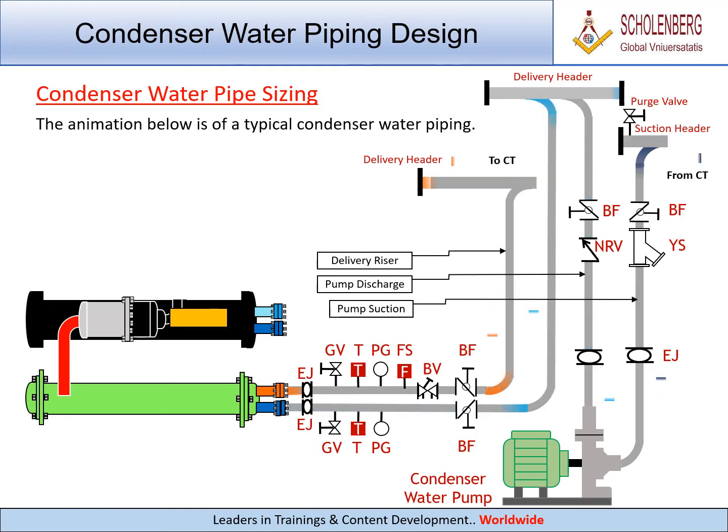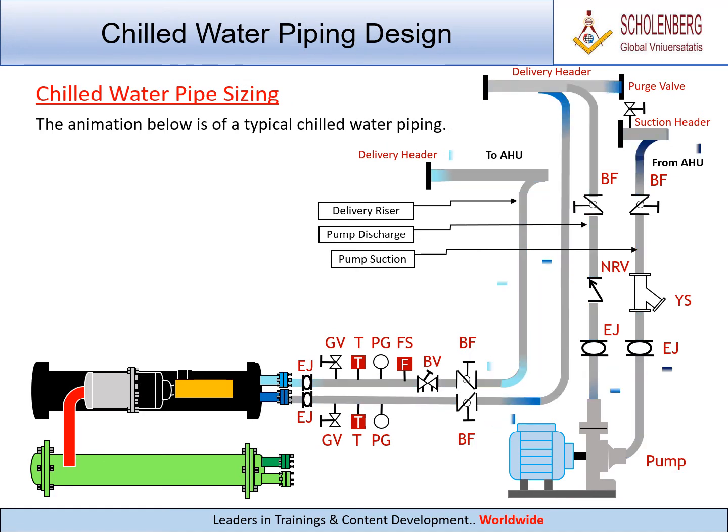The animation below is of a typical condenser water piping. The animation below is of a typical chilled water piping.